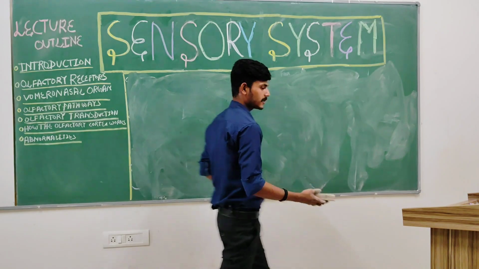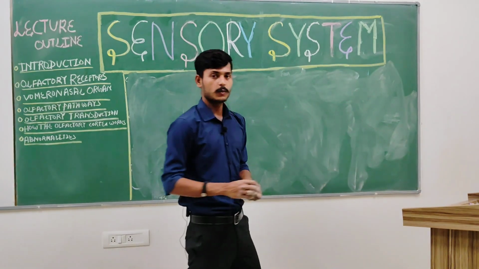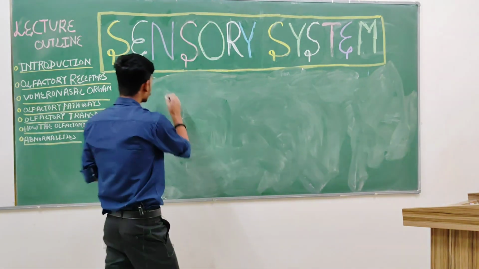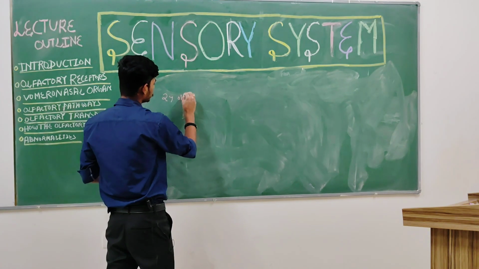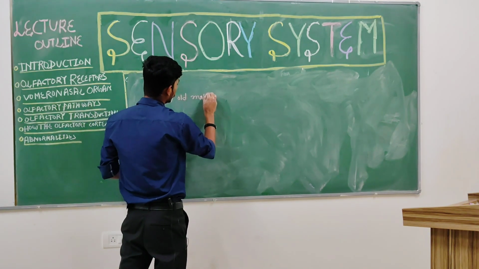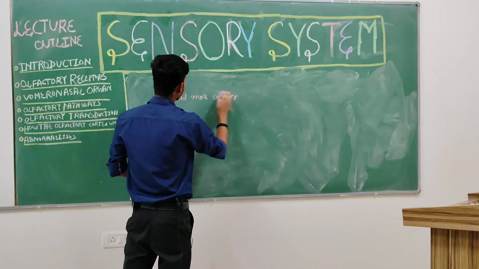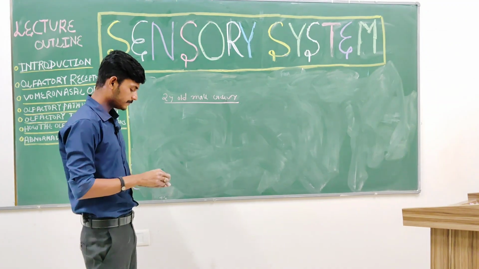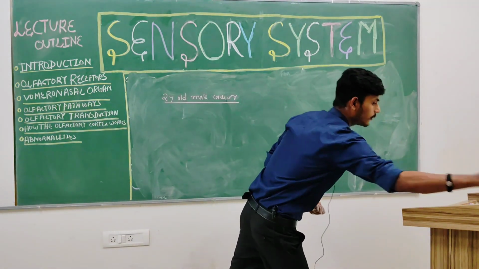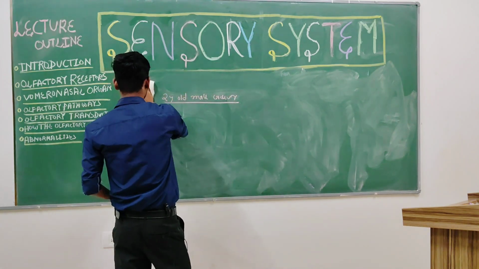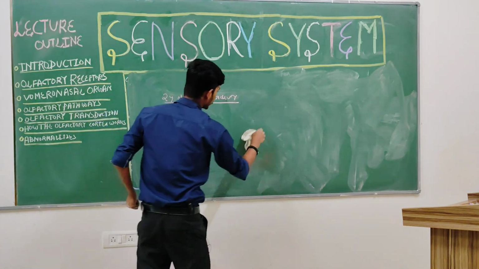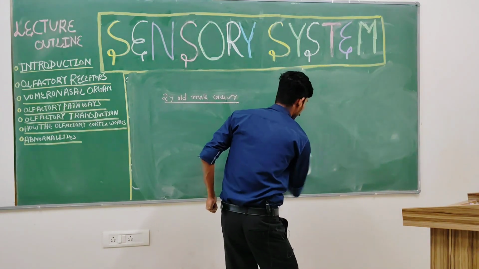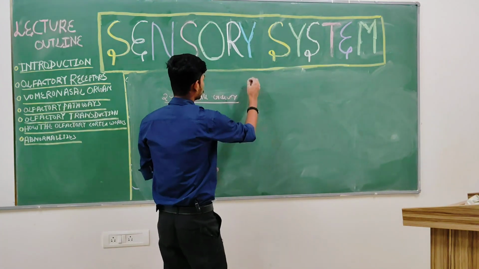It was discovered by one anatomist who was dissecting a 2-year-old male cadaver. They were dissecting and they found there is a presence of the vomeronasal organ.